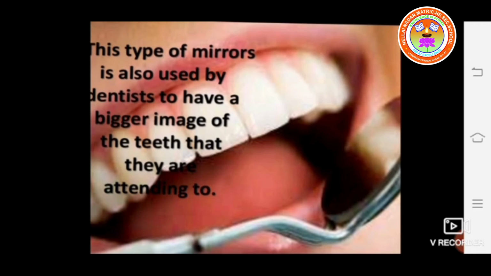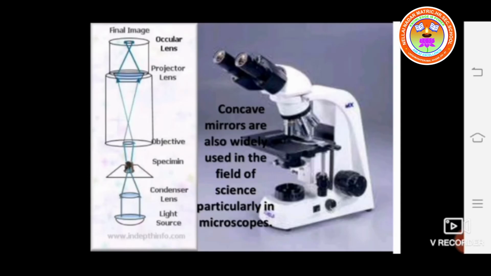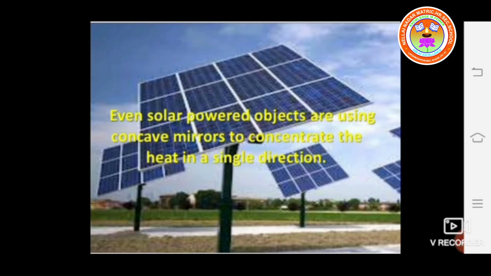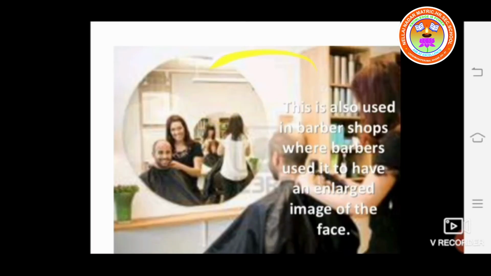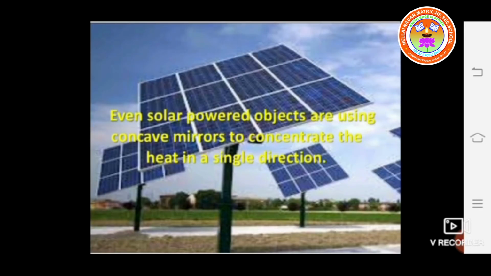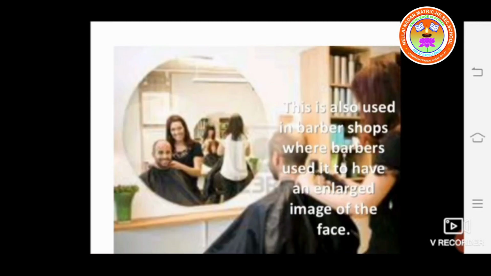Next, concave mirrors are also used as a dentist mirror. This type of mirror is used by dentists to have a bigger image of the teeth that they are attending to. Next, concave mirrors are also widely used in the field of science, particularly in microscopes. Even solar powered objects use concave mirrors to concentrate the heat in a single direction. In a solar panel also they use the concave mirror to concentrate the heat in a single direction.